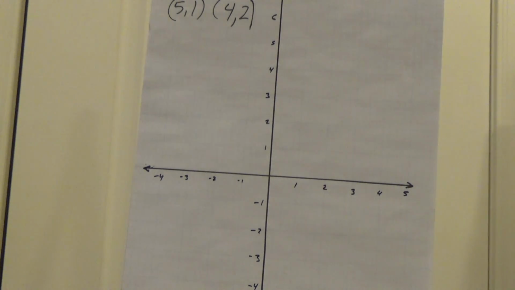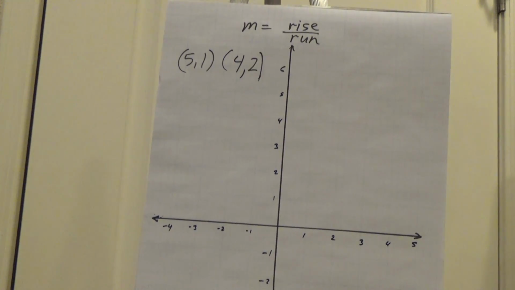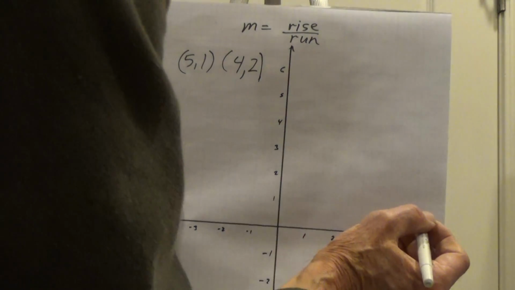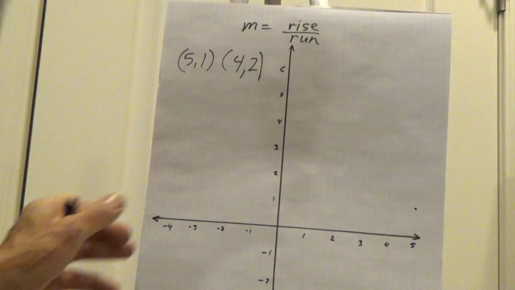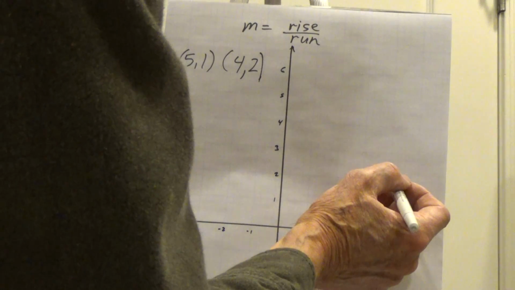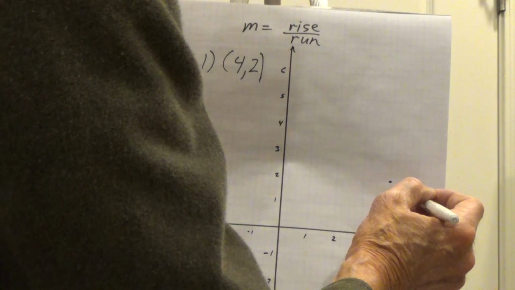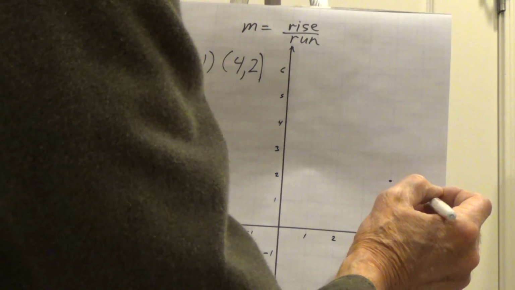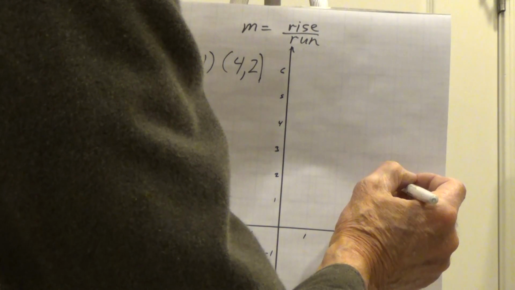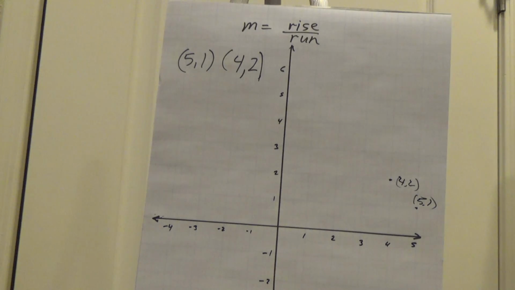Bring this down a little bit now so we can see this. Okay, we have the point 5, 1. We have the point 4, 2. Put those real close together. So this is the point 5, 1. This is the point 4, 2. We've got a line between them. Let's put that in.